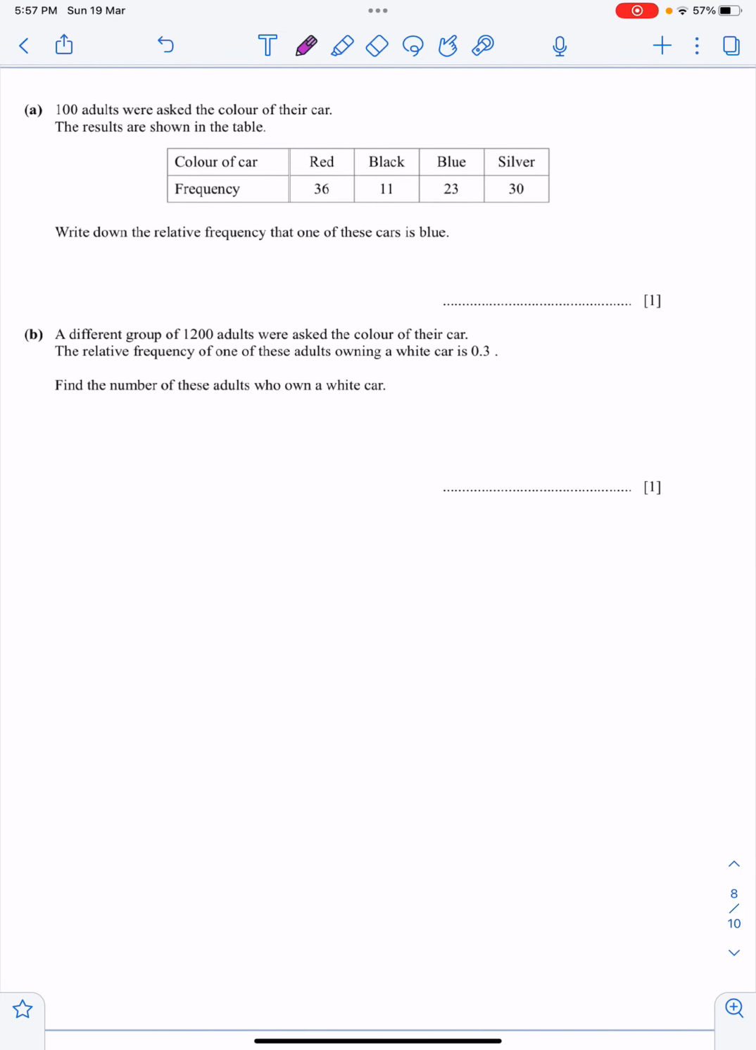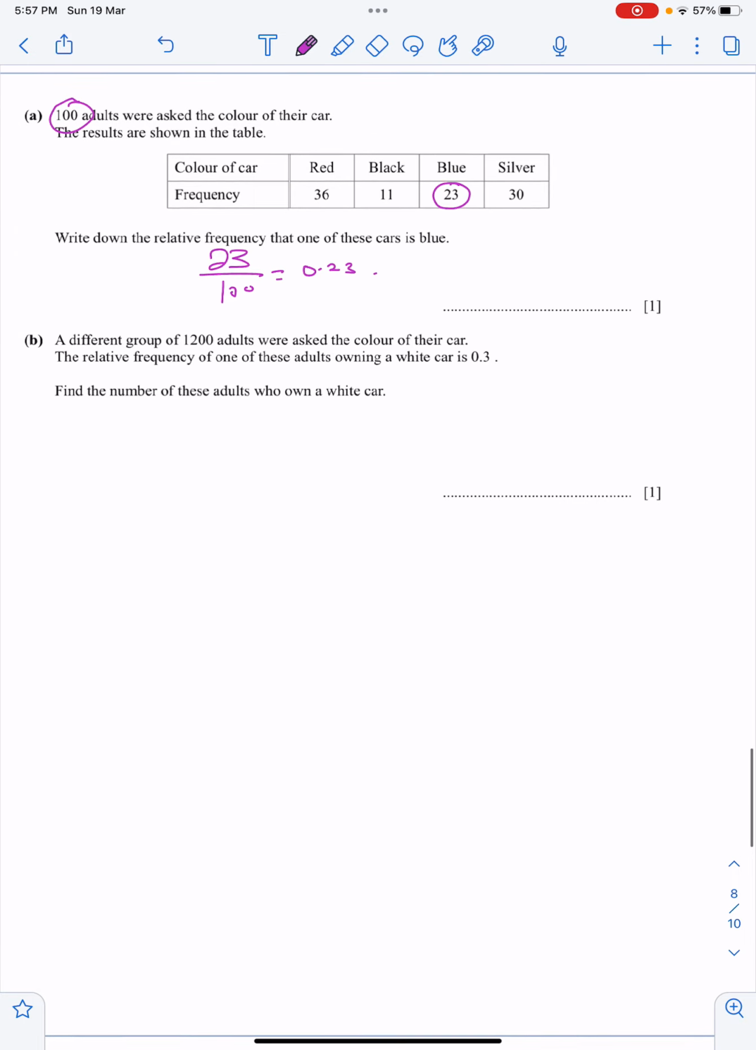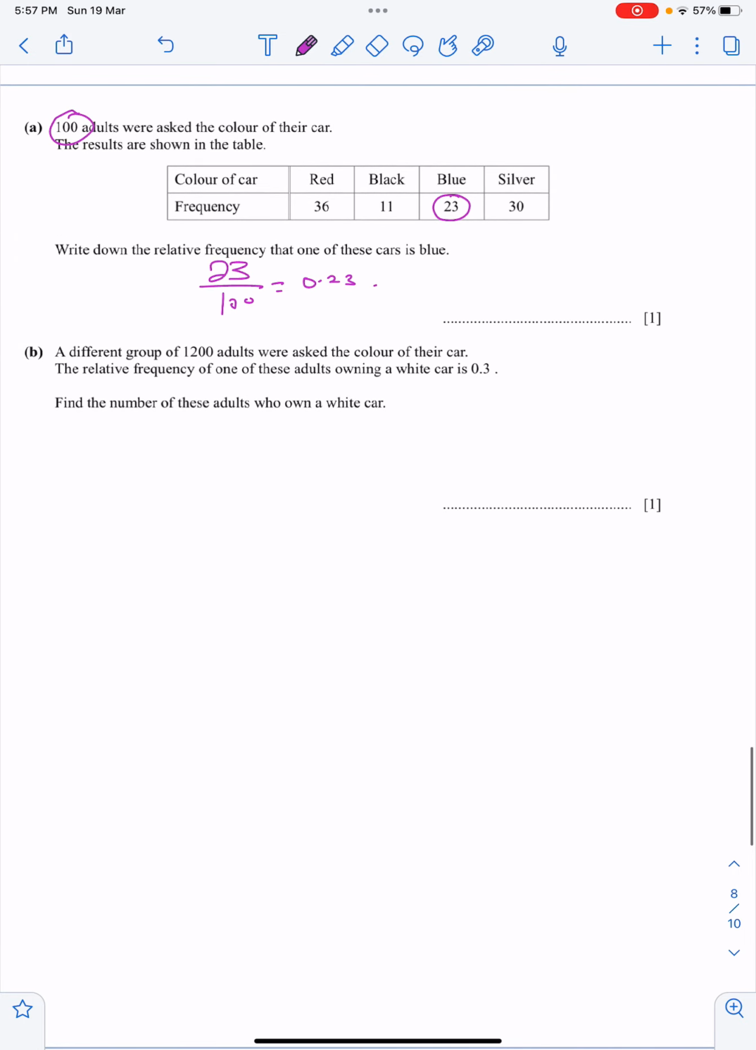100 adults were asked the color of their car. The results are shown in the table. Write down the relative frequency that one of these cars is blue. So you will have to take the number for blue divided by the total number of people who were asked. 23 people said that the car color is blue out of 100 people. So 23 upon 100, which is 0.23. A different group of 1200 adults were asked the color of their car. The relative frequency of these adults owning a white car is 0.3. So the answer is 0.3.